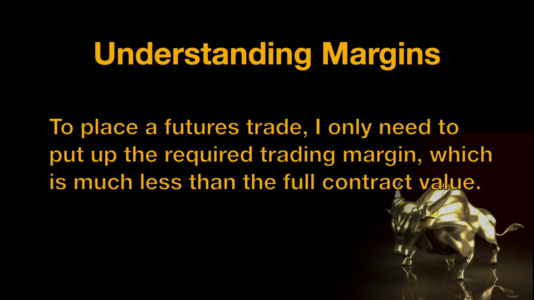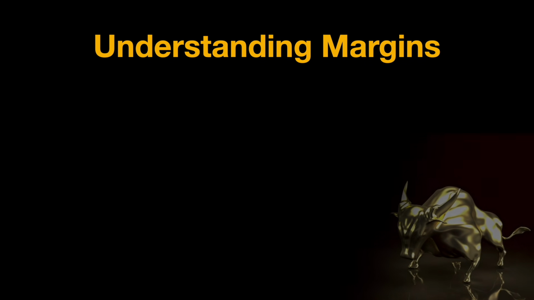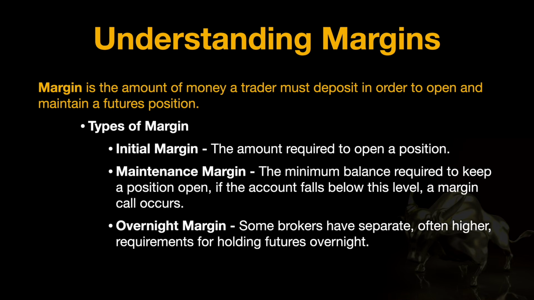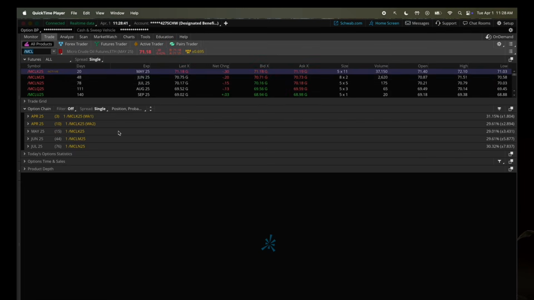Now let's talk about margin. To place a futures trade, I only need to put up the required trading margin, which is much less than the full contract value. Margin is the amount of money a trader must deposit in order to open and maintain a futures position. And there are a few different types of margin. Initial margin is the amount required to open a position. Maintenance margin is the minimum balance required to keep the position open. And if the account falls below this level, a margin call occurs. And some brokerages have overnight margin, which is a separate, often higher requirement for holding futures overnight.